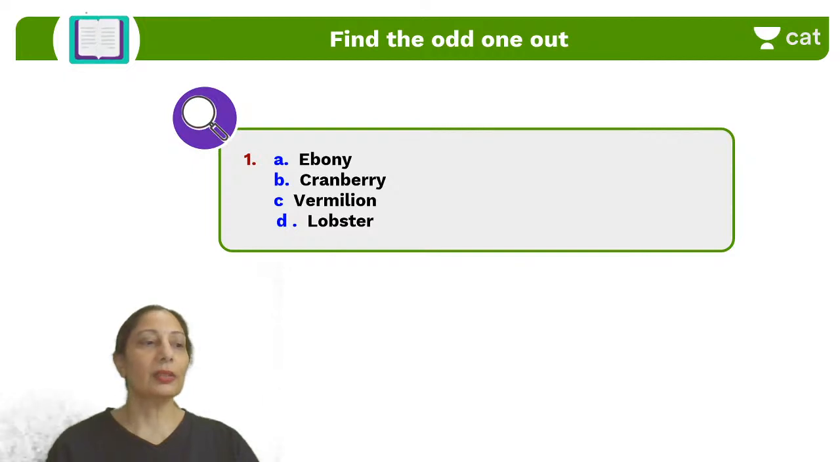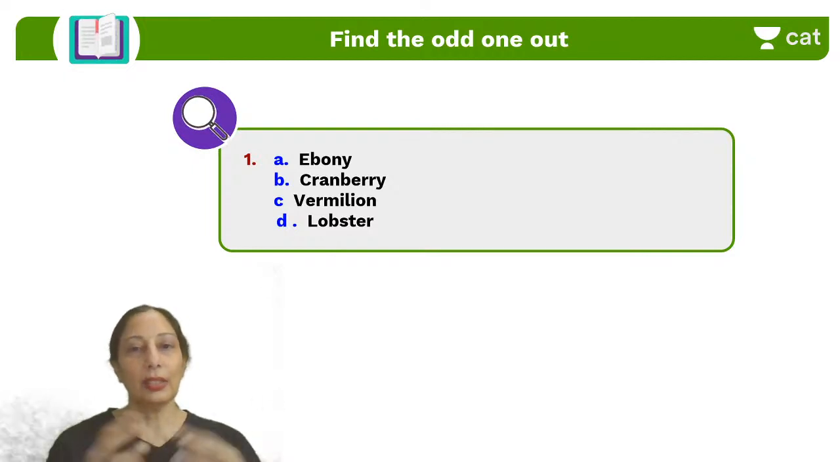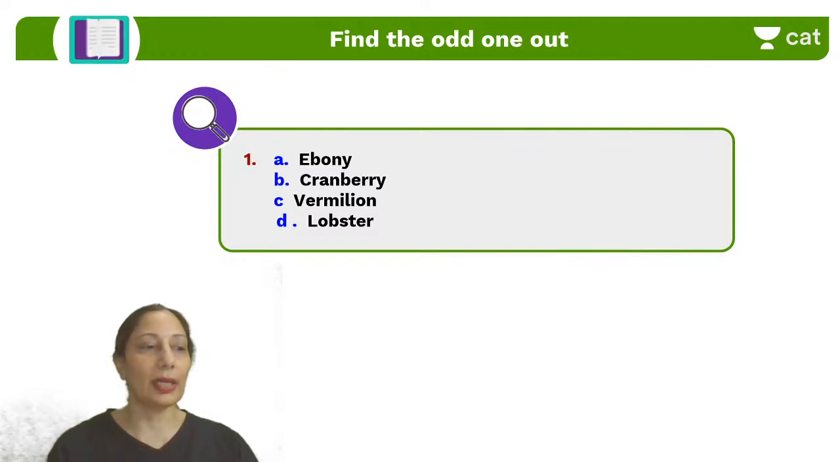And lobster. Lobster is also supposed to be reddish in color. The color of lobster is red. So if you go and look for the meaning of red, if you look at the color red, you will get 10 words which are synonyms and related to the color red. And lobster is not the odd one, Arnav.